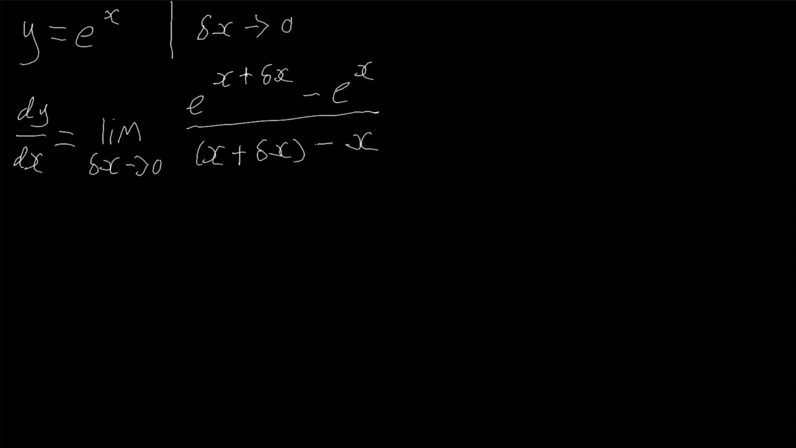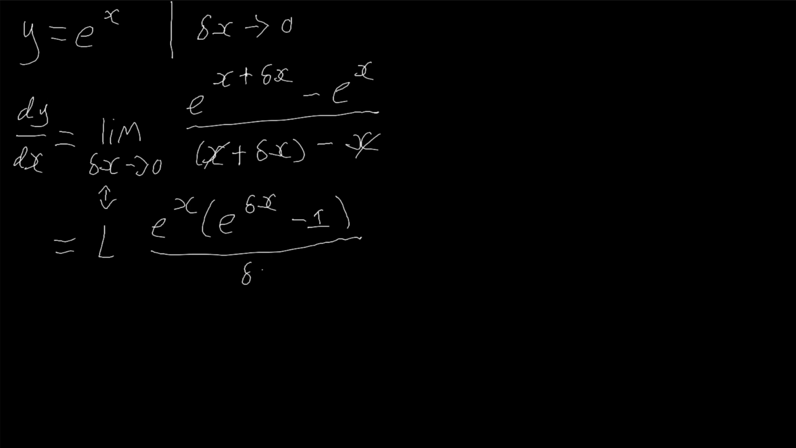The x's in the bottom cancel out, and to simplify the top, we will factor out our common term e to the x. This is going to be equal to L. Now, L, in this case, is just going to be the shorthand I'm going to use for the limit as delta x approaches 0. These two mean the exact same thing. L of e to the x times e to the delta x subtracted by 1, divided by, our x's cancel out, so this is just going to be delta x.